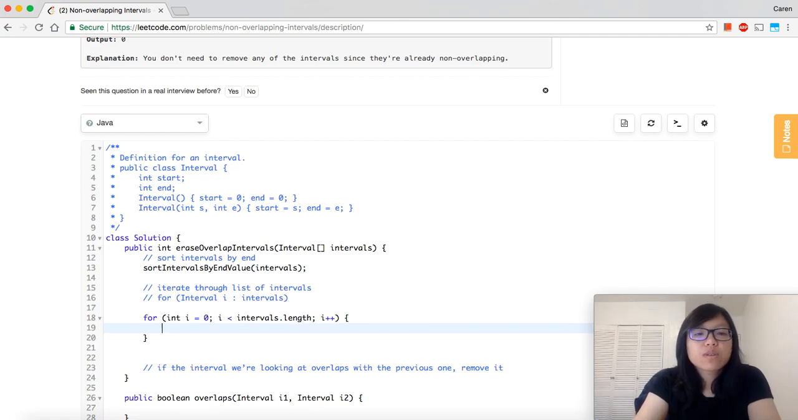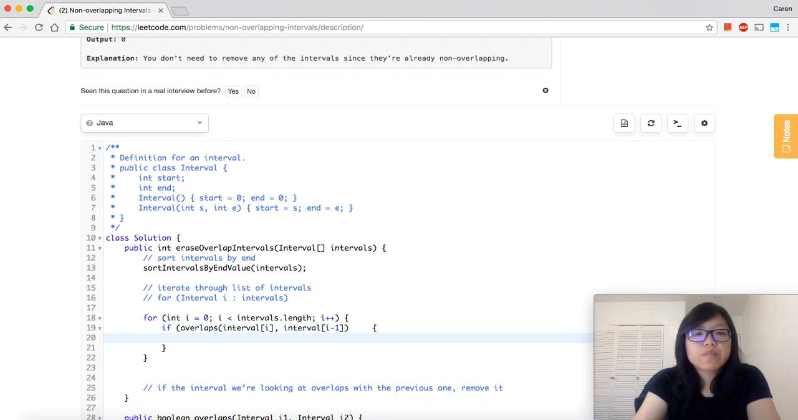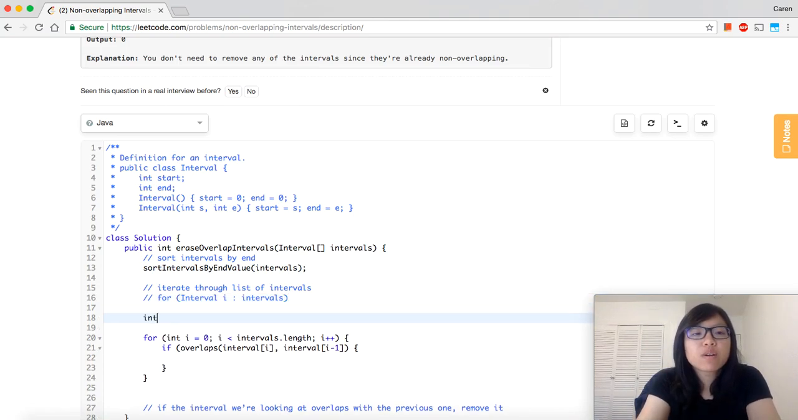So while we're iterating through the list of intervals, if the interval we're looking at overlaps with the previous one, this is a great time to use our helper function overlaps. So if it overlaps with the previous one, then we want to remove it. We don't necessarily want to remove it because we're not trying to return a list of intervals that aren't overlapping. Really, we just have to return the number of intervals we have to remove. So this signals to me that maybe we should keep a count of how many intervals we have removed so far.